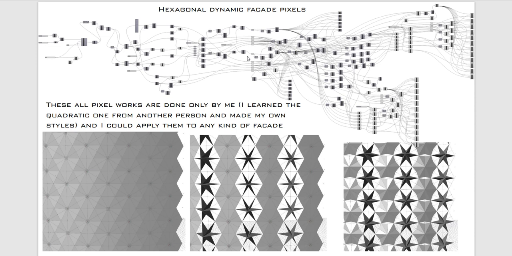So guys, again, hexagonal dynamic facade pixels. In this project I am using, you see, a hexagonal shape. In this case it's absolutely closed, not merely but absolutely closed. There is no daylight coming in, and no interior light is going out.